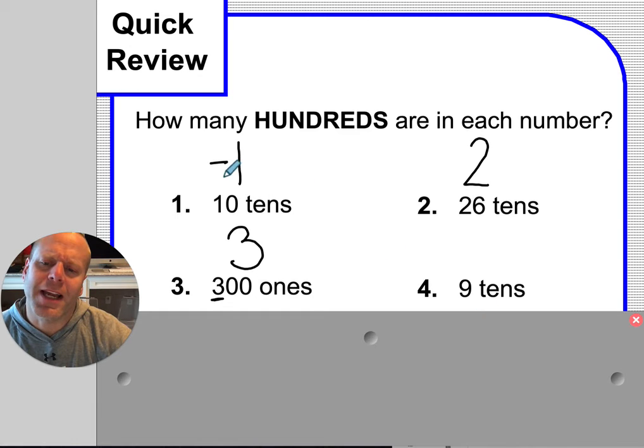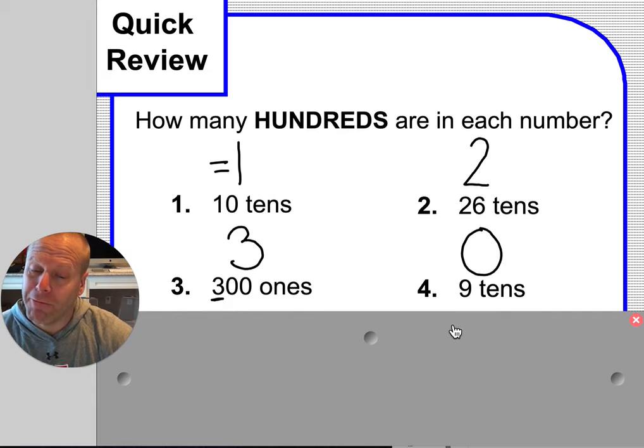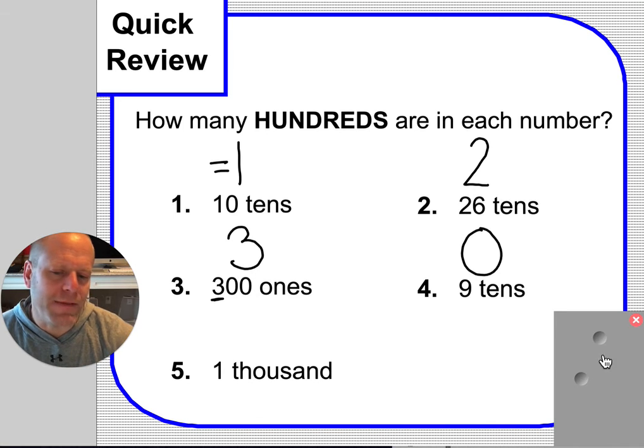How many hundreds are there if I only have 9 tens? Remember what I said, it took 10 of them to equal 1. So if I only have 9, I have 0. I didn't even get enough to make a 10 or to make 100.